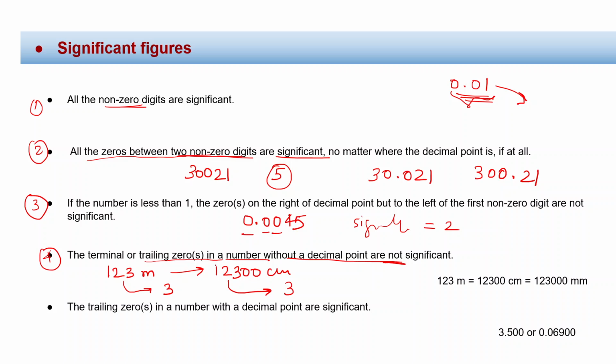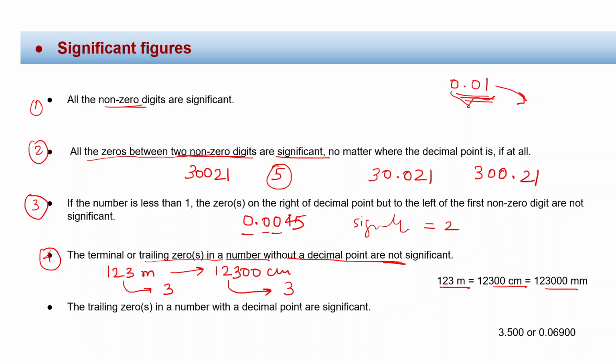These rules make sense. Just because I am expressing it in centimeters instead of meters, the least count or the resolution of the instrument is not changing. So the number of significant digits should also not change. Even if you express it in meter, centimeter or millimeter, the number of significant figures for this particular value will remain 3. So this is the rule: the trailing zeros, that means the last zeros, without a decimal point are not significant. The trailing zeros in a number with a decimal point are significant.